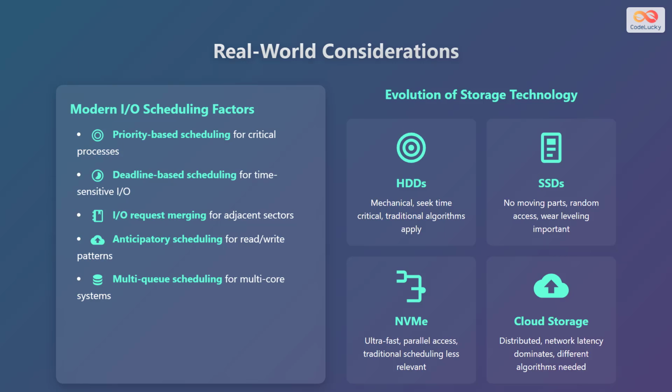Now let's delve into some real-world considerations for input-output scheduling. Modern input-output scheduling incorporates various factors to optimize performance. Priority-based scheduling allows critical processes to be prioritized, ensuring they receive timely access to disk resources. Deadline-based scheduling is used for time-sensitive input-output requests, ensuring they are serviced within a specified time frame. Input-output request merging combines adjacent sectors into a single request, reducing overhead and improving efficiency. Anticipatory scheduling anticipates read and write patterns to optimize disk access.